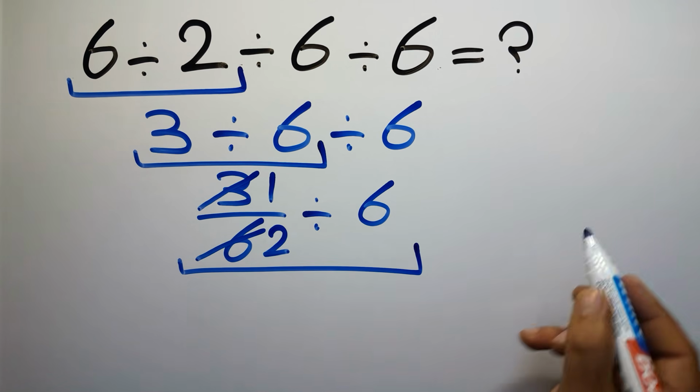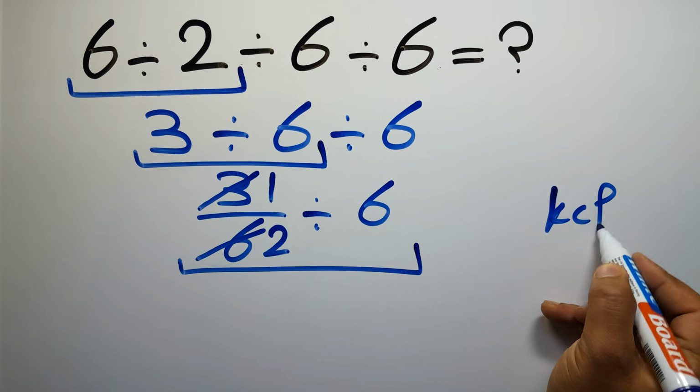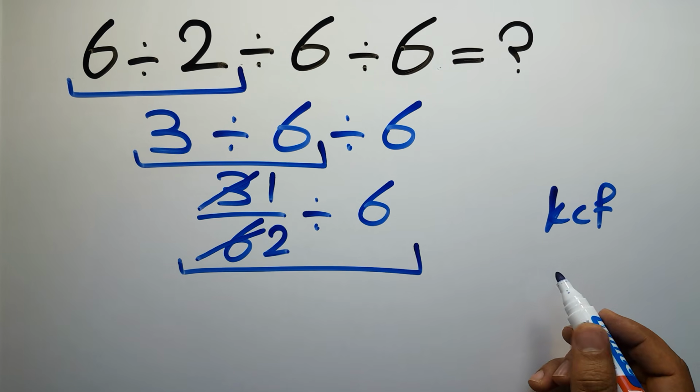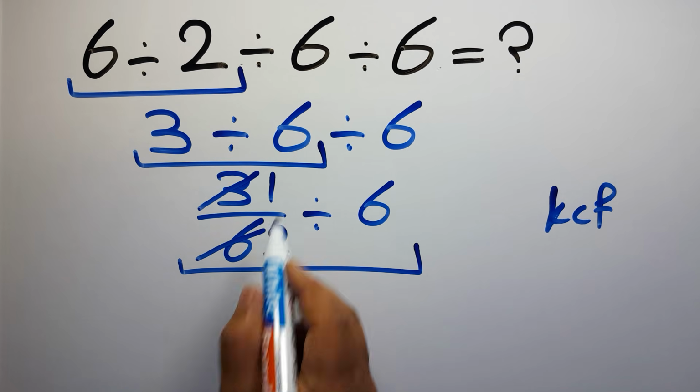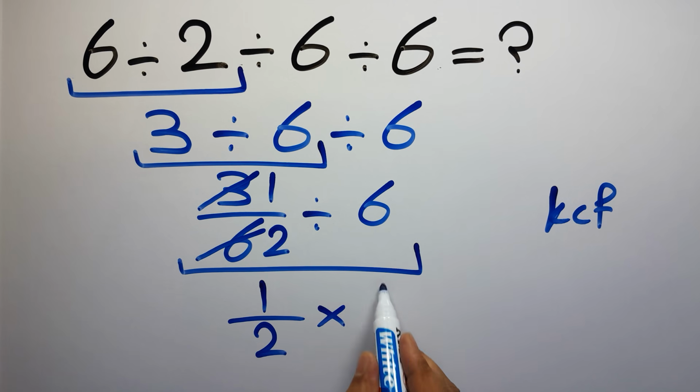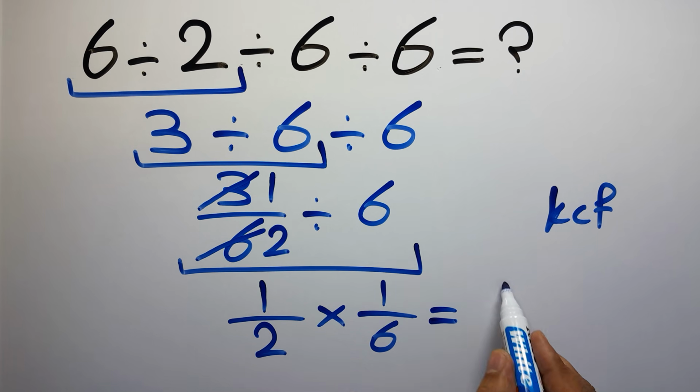According to the KCF rule, K stands for keep, C stands for change, and F stands for flip. We can write keep the first fraction, change division to multiplication, and flip the second fraction. So we have 1 over 2 times 1 over 6, which gives us 1 times 1 equals 1.